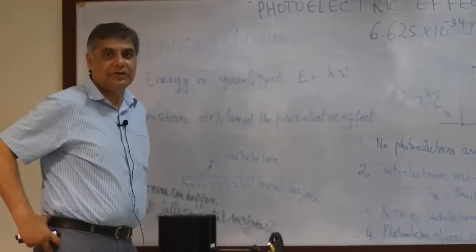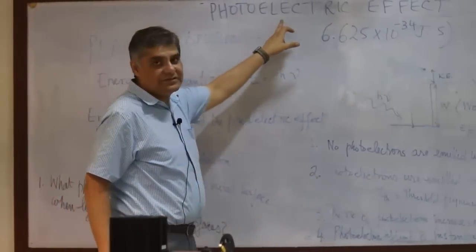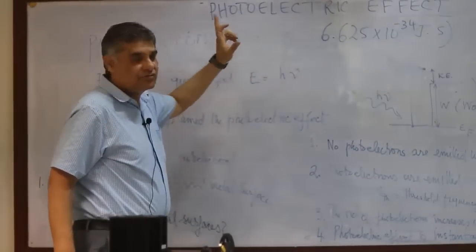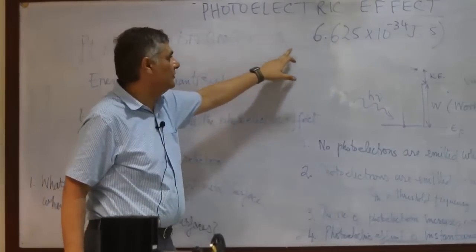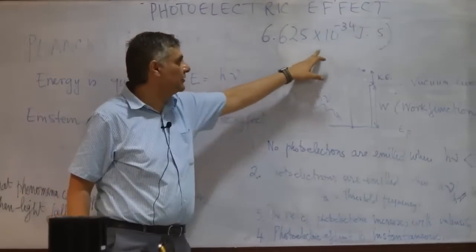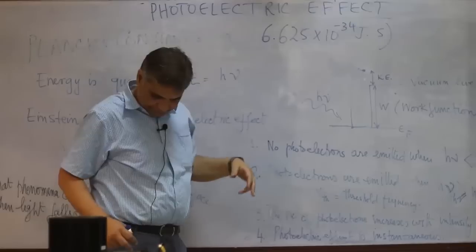Bismillahirrahmanirrahim. Welcome to another experiment of modern physics. This is the photoelectric effect, a very simple experiment, and we use this photoelectric effect to determine Planck's constant h, whose value is 6.625 × 10^-34 joule second.